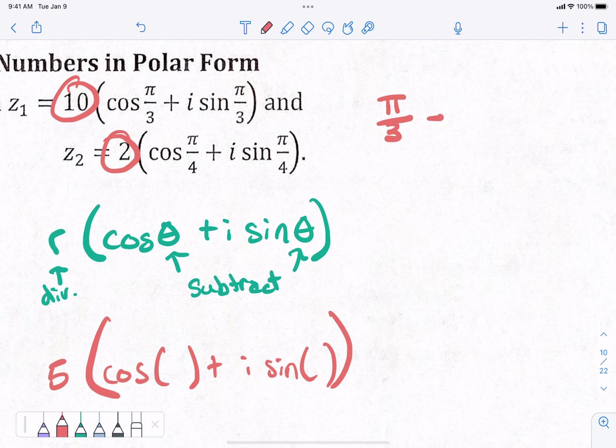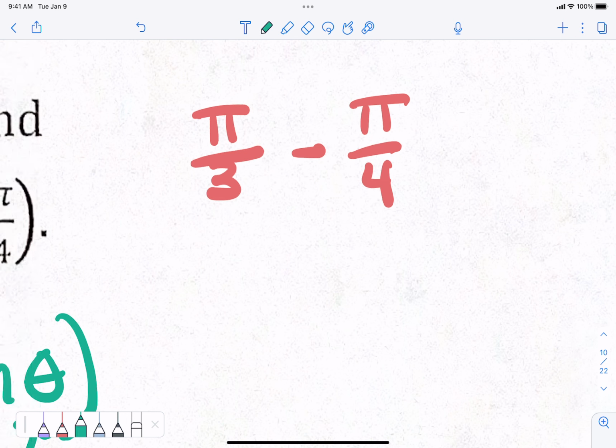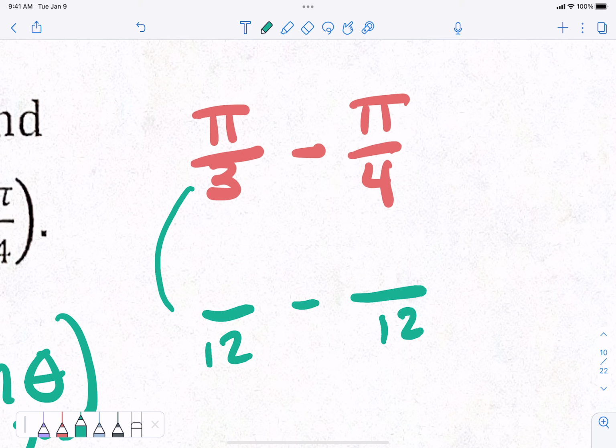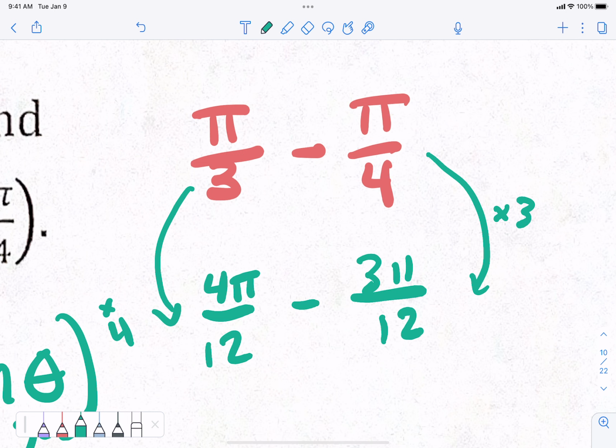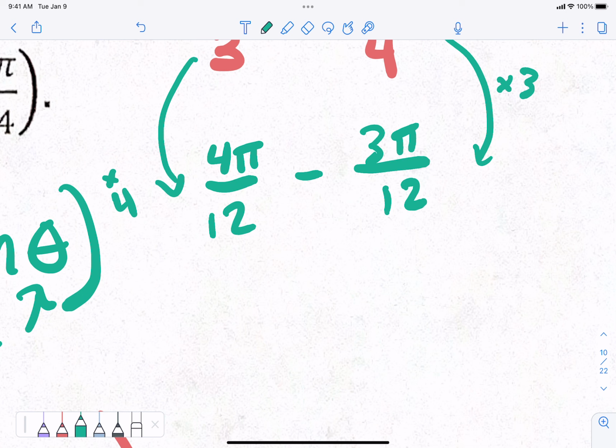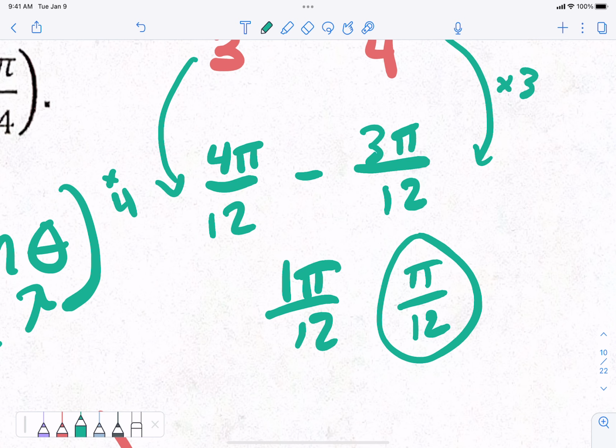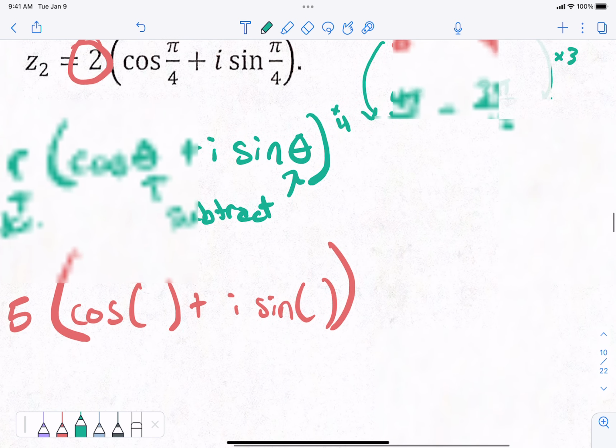Okay, this is subtracting. So, we want to find a common denominator. Again, it's going to be 12, right? 12s and 12s. So here I multiplied by 4, and here I multiplied by 3. So this would be 4 pi and this would be 3 pi. So 4 pi over 12 minus 3 pi over 12 is 1 pi over 12, yeah? Or just pi over 12. You don't need the 1. Okay? That's what I'm going to put in for my thetas.